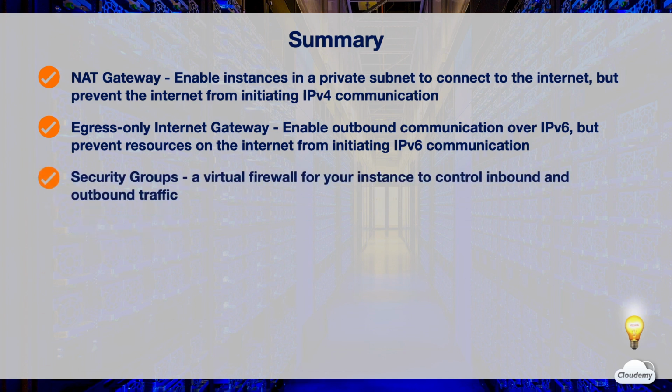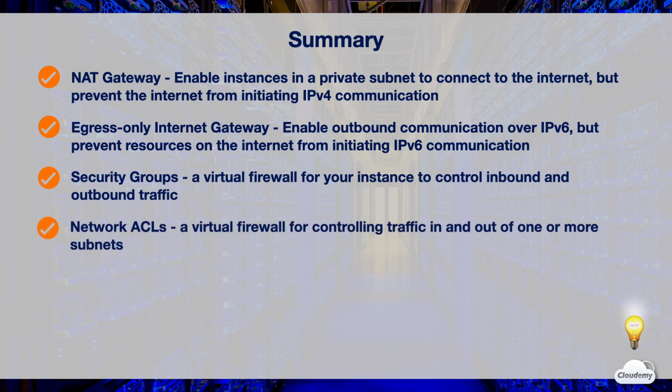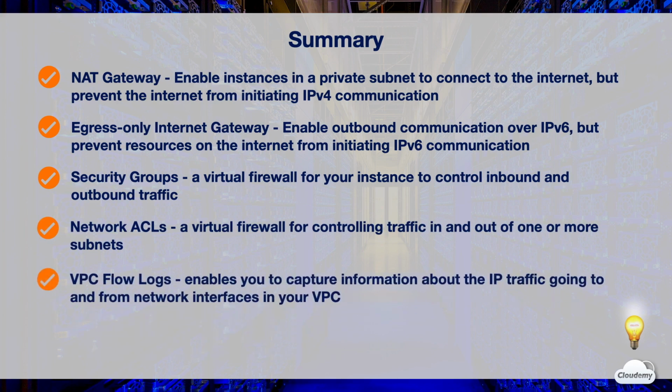Security group acts as a virtual firewall for your instance to control inbound and outbound traffic. Network ACL is an optional layer of security for your VPC that acts as a firewall for controlling traffic in and out of one or more subnets. VPC flow logs is a feature that enables you to capture information about the IP traffic going to and from network interfaces in your VPC.